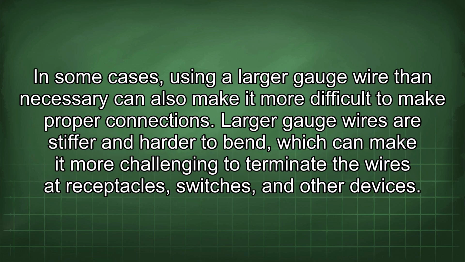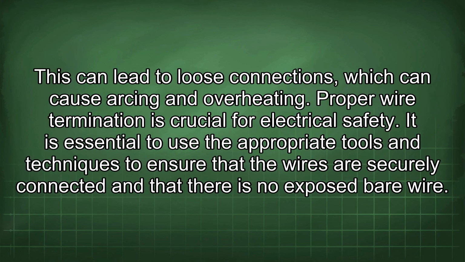In some cases, using a larger gauge wire than necessary can also make it more difficult to make proper connections. Larger gauge wires are stiffer and harder to bend, which can make it more challenging to terminate the wires at receptacles, switches, and other devices. This can lead to loose connections, which can cause arcing and overheating. Proper wire termination is crucial for electrical safety. It is essential to use the appropriate tools and techniques to ensure that the wires are securely connected and that there is no exposed bare wire.